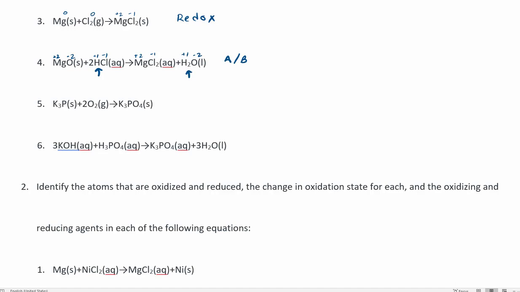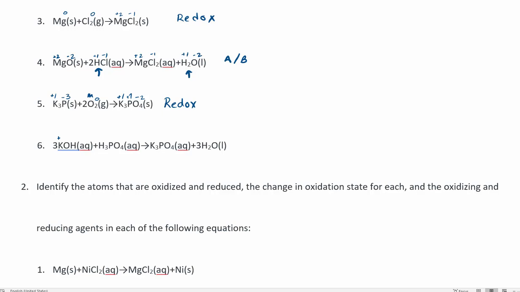Here we have potassium phosphide. Potassium is a +1. This phosphorus is a -3. Oxygen in its elemental state is 0. Here potassium is a +1. Here oxygen is a -2. We have 8 of them. So this phosphorus must be a +7. So you see the phosphorus is being oxidized here, going from a -3 to a +7, and the oxygen is being reduced, going from a 0 to a -2. So this is a redox reaction.